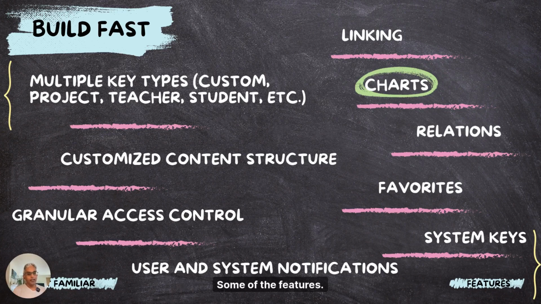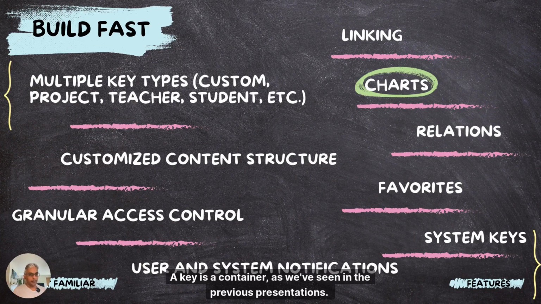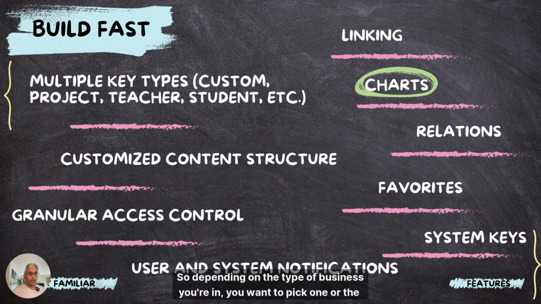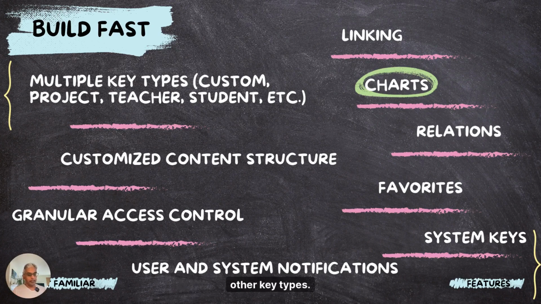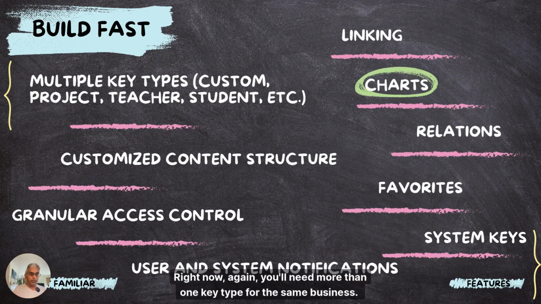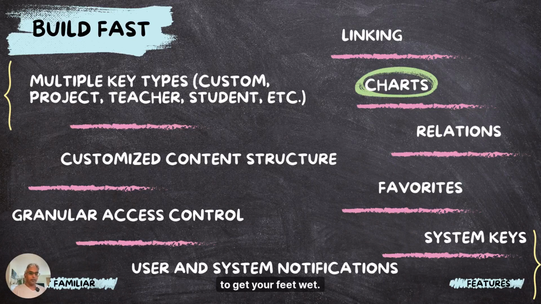Some of the features, we have multiple key types. The key is a container, as we've seen in the previous presentations. We have 4 different key types at this point, and those key types are constantly increasing. We have a custom key type, a project type, a teacher type, a student type. So depending on the type of business you're in, you want to pick one or the other key types. Right now, you might need more than one key type for the same business. All that I'm trying to say here is there might be a better starting point when you're adding these keys and deciding which key types you want to start with to get your feet wet.